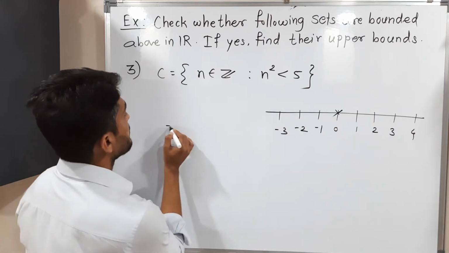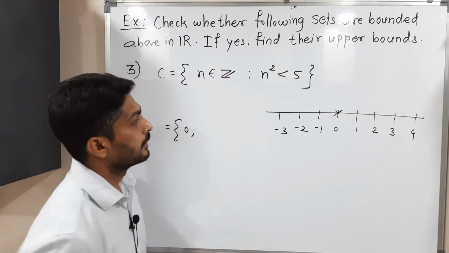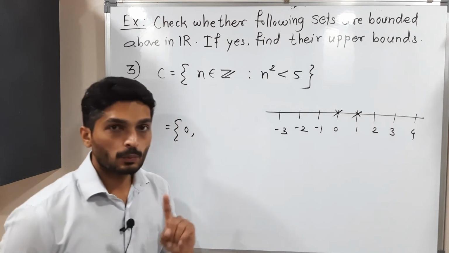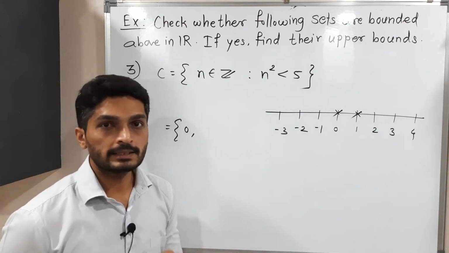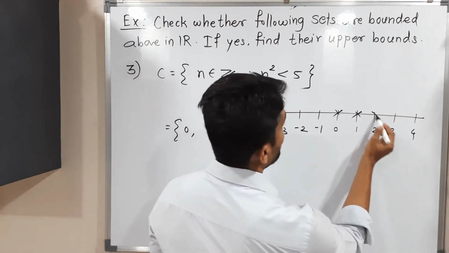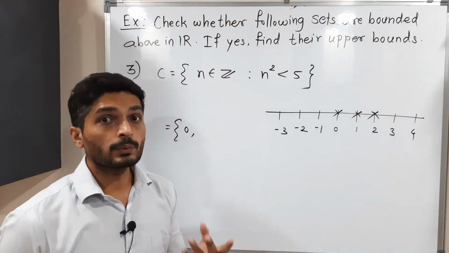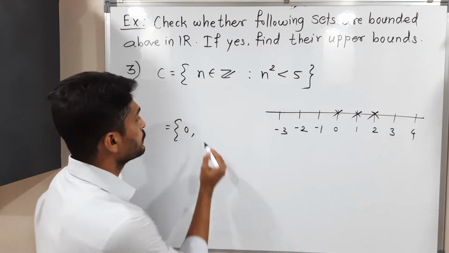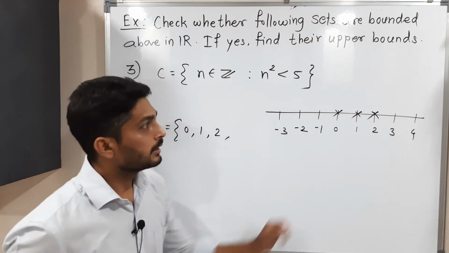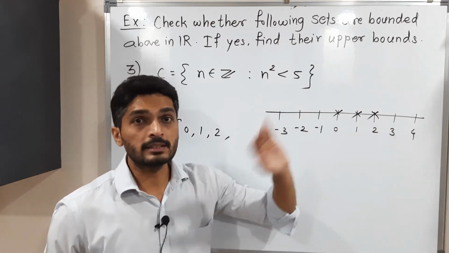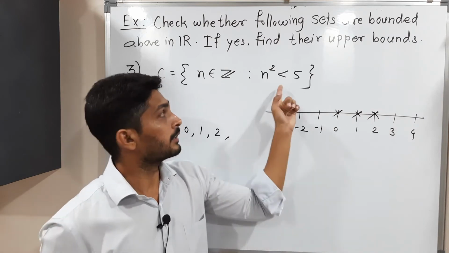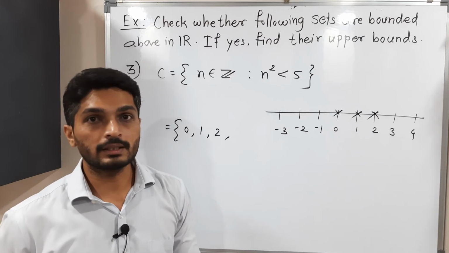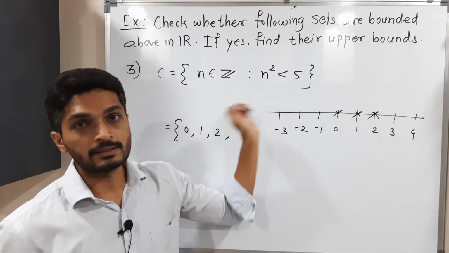I will write the set simultaneously. 0. 1 is an integer and the square of 1 is 1, so it lies in this set, less than 5. 2 is an integer, 2 square is 4 and 4 is less than 5. So 2 is also a member of this set. 3 is an integer, 3 square is 9. 9 is not less than 5. So 3 cannot be added to this set.